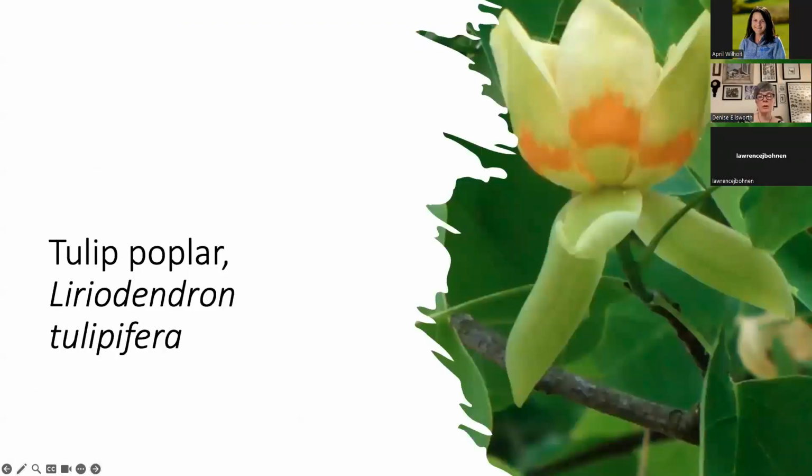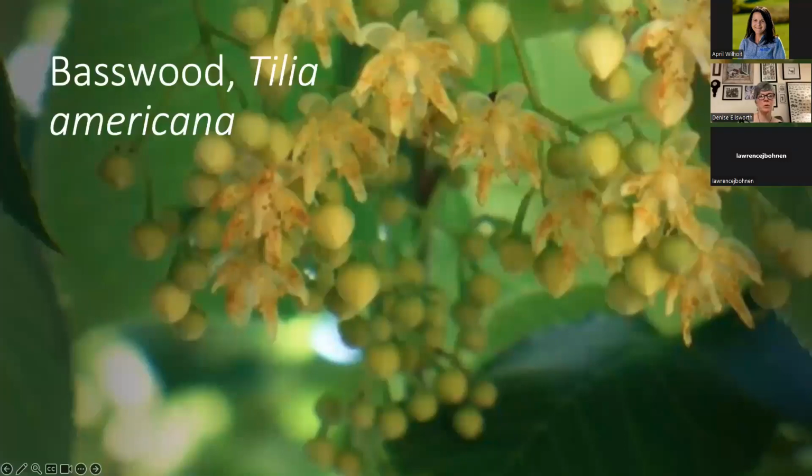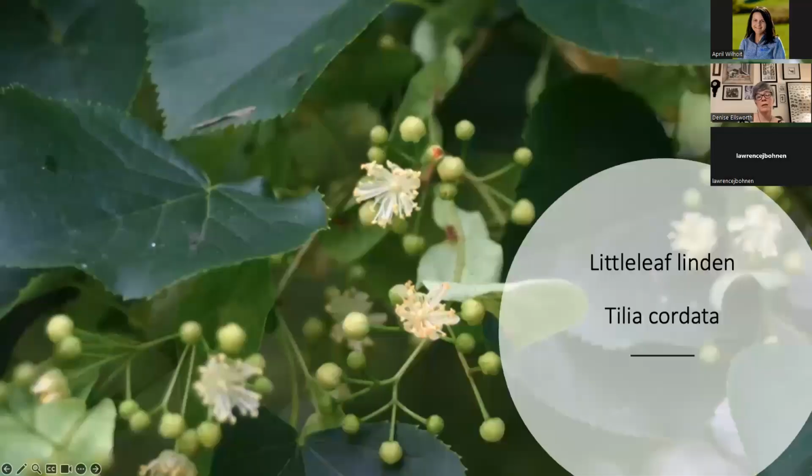Then we're at tulip poplars in bloom, our native, this great native nectar source. Basswood in bloom. It's kind of the last tree that we think about that's native, that's great for honeybees. They just buzz with honeybees when they're blooming. You might have lindens in your neighborhood, which bloom around the same time.